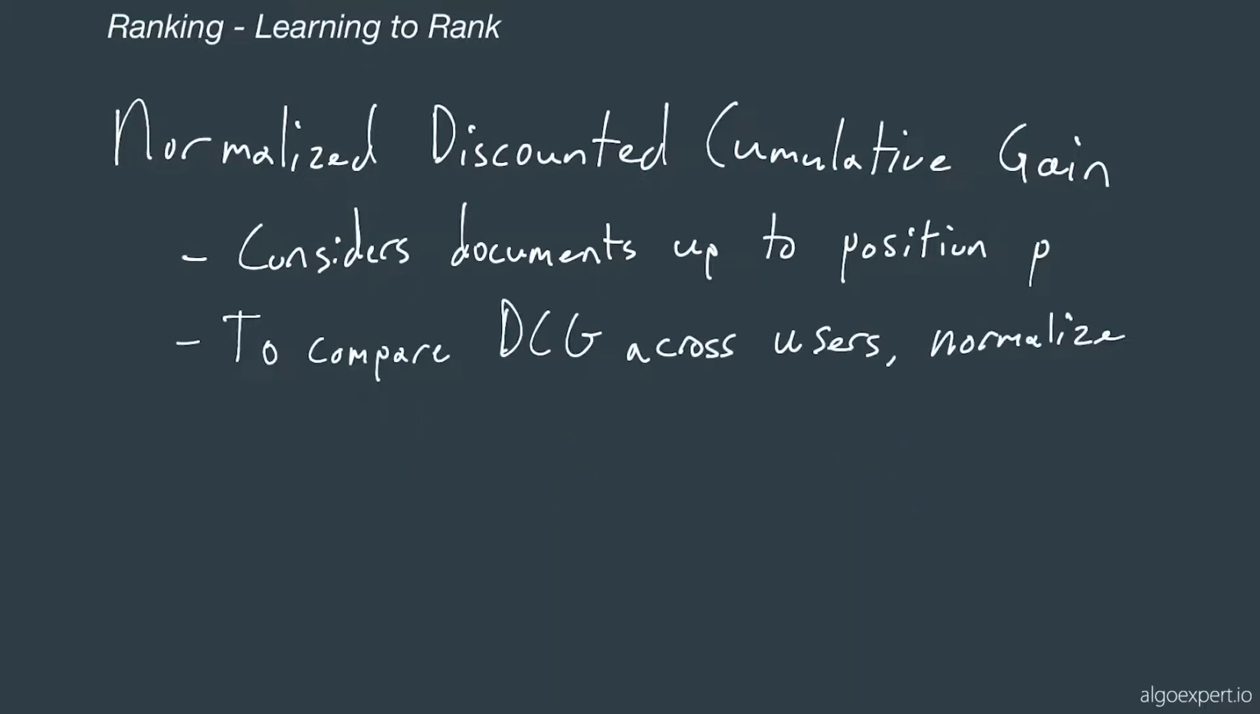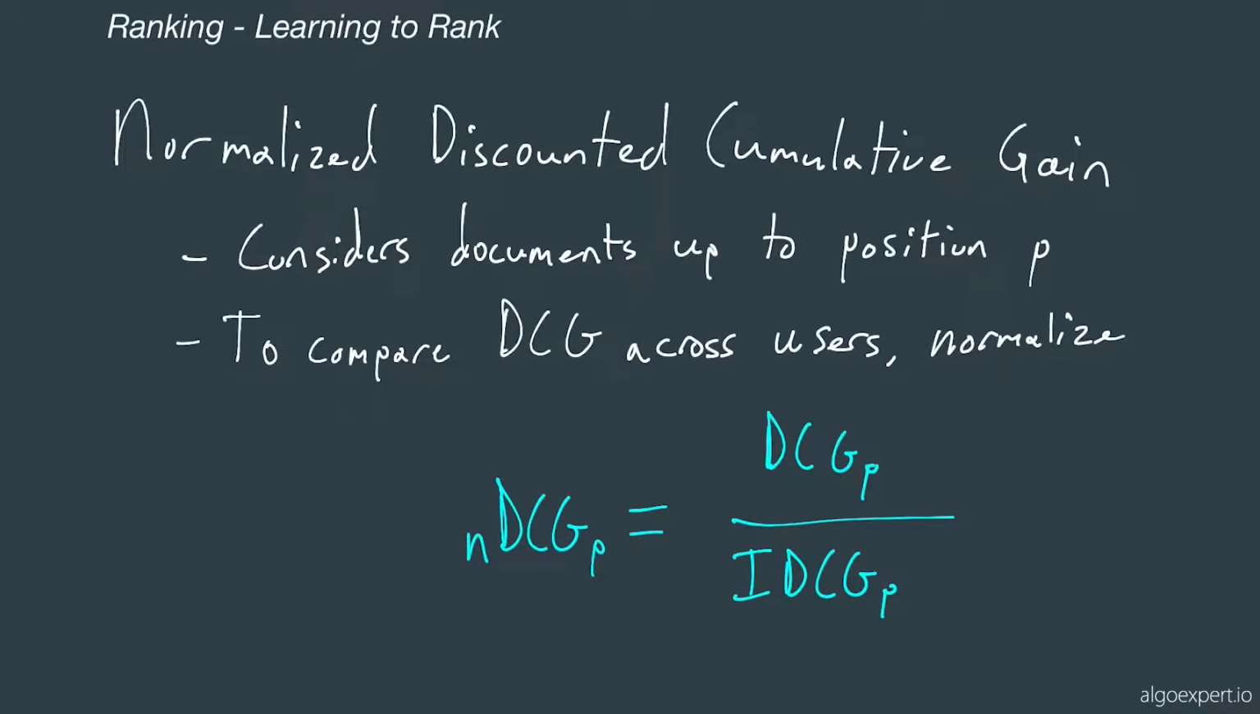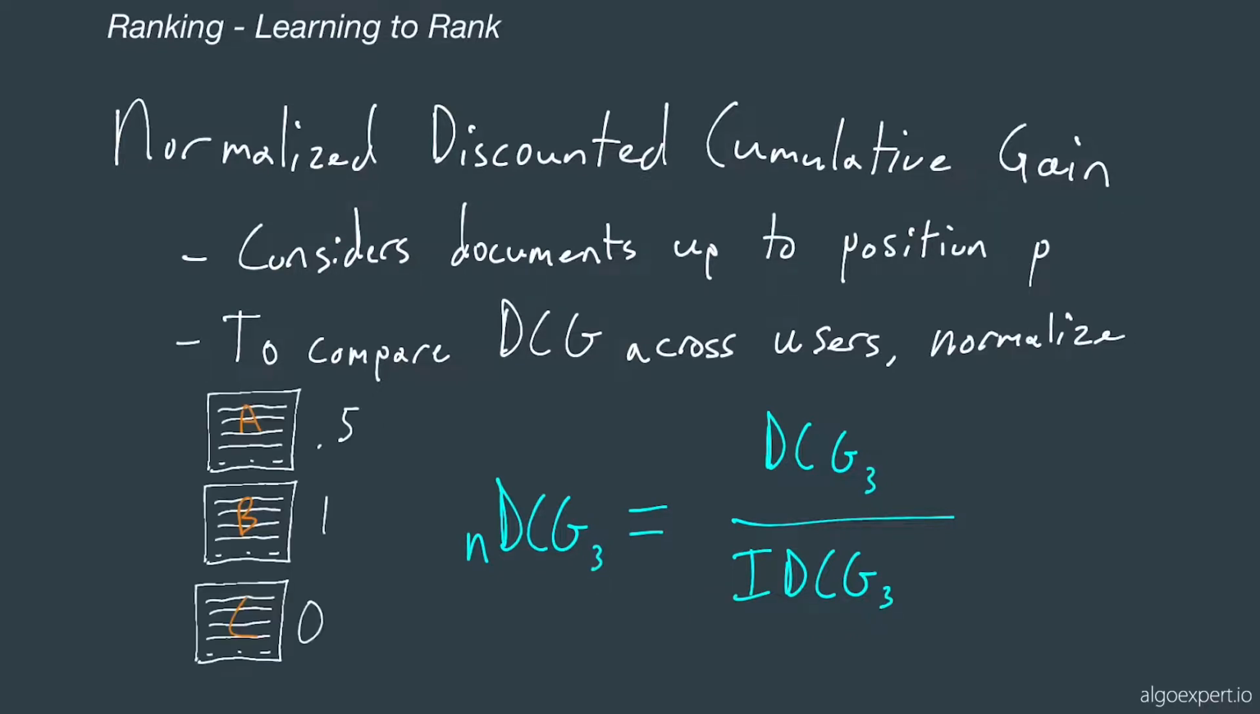So the last thing that we'd like to do is to be able to compare DCGs across different users. And by that, all we have to do is take the DCG for a particular user and divide by the ideal DCG, or the ideal ranking. So here, if this was our input ranking, we've already calculated this DCG as 1.04.